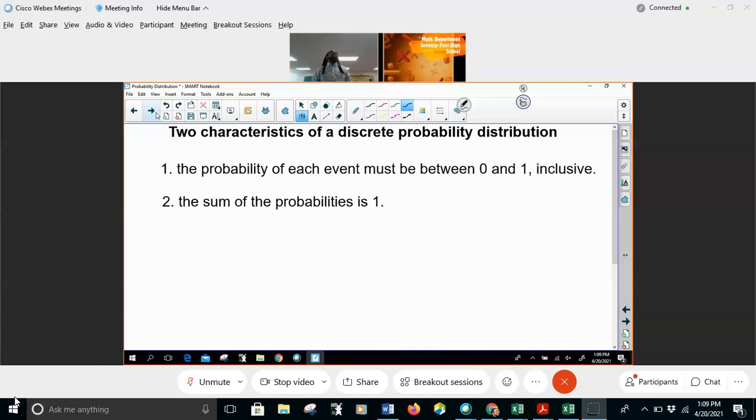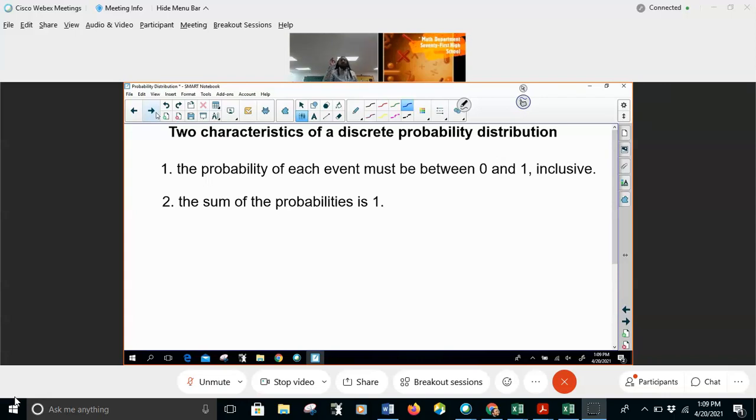One, the probability of each event must be between 0 and 1. So the probability of something happening cannot be more than 1. It has to be between 0 and 1. Two, if you look at all the possibilities that can happen, when you add them all up, it should equal 1. So all of our probabilities, all of our percents, should add up to 1. And you're like, yeah, Mr. Hall, I don't really get that. That just doesn't make sense. Okay, so we're going to talk about that. We're going to see that.